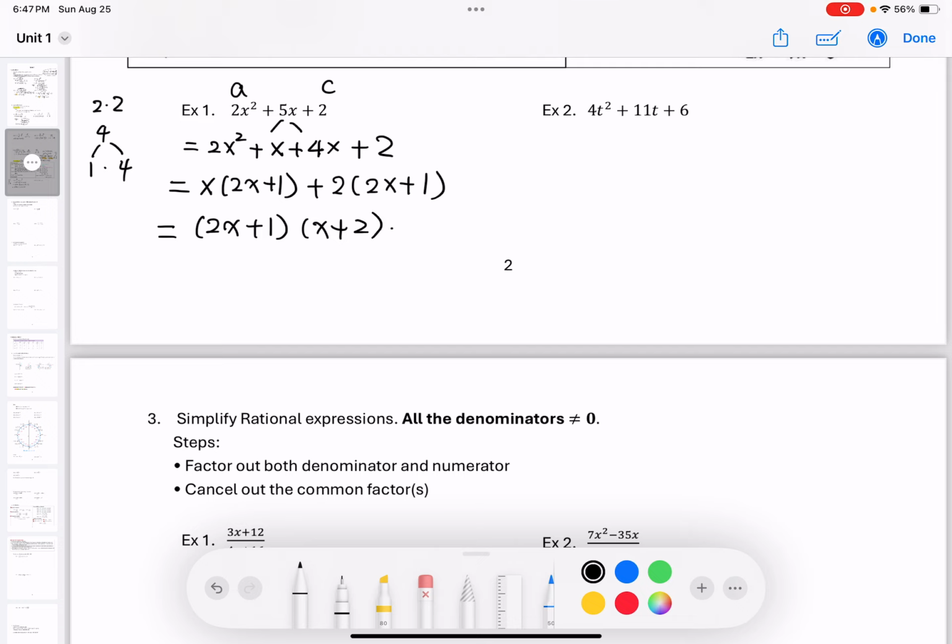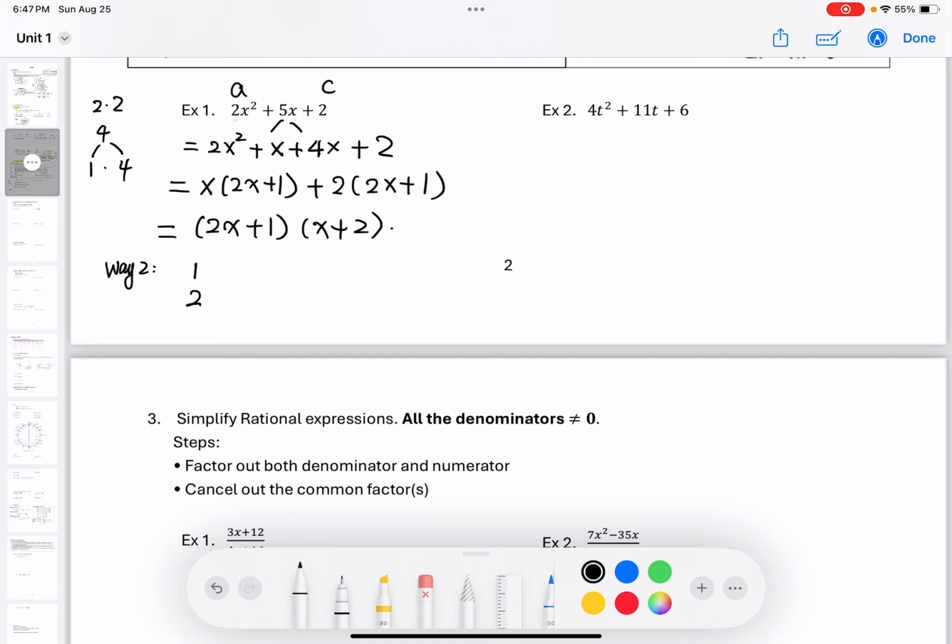Okay, some of you say, can I use the crisscross method? Yes, of course. In the crisscross method, we list the factors of 2. So factor 2: 2 equals 1 times 2, that's all. You cannot say 2 times 2 or some others. You can also say 2 times 1.